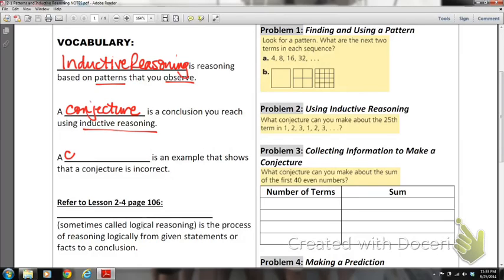A counterexample is an example that shows that a conjecture is incorrect. It only takes one counterexample to show that a conjecture is false.